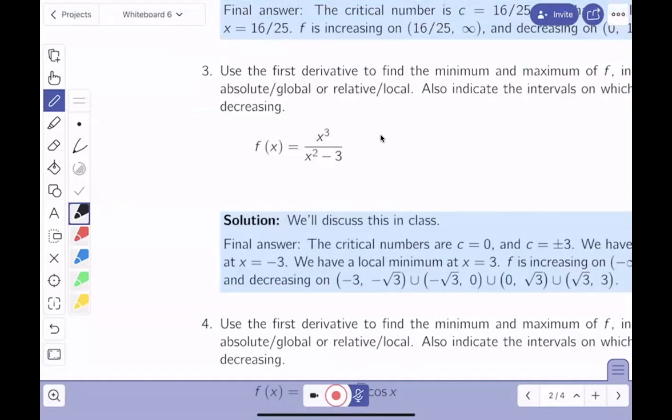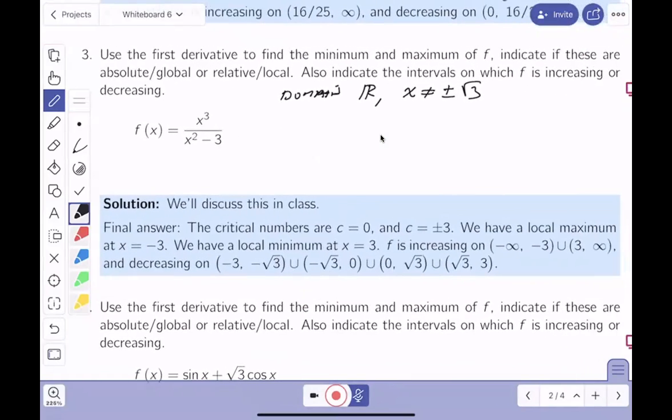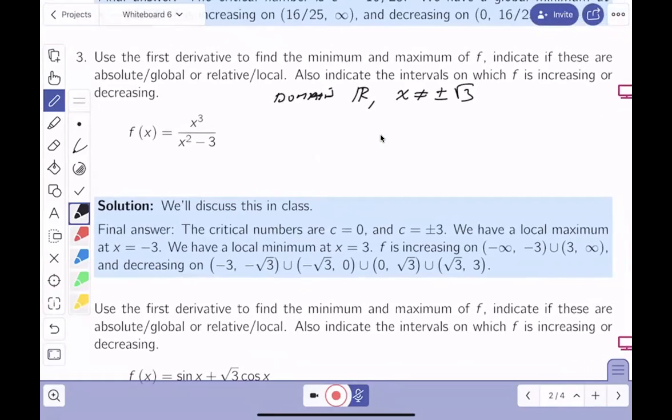Sorry about that. So let's write the domain down. It's going to be all real numbers. However, x can't be plus or minus the root of 3 because we have division by 0. So the next thing I want to do is the derivative. All right, I'll put this over here for you. Square the bottom. Bring the bottom to the top.